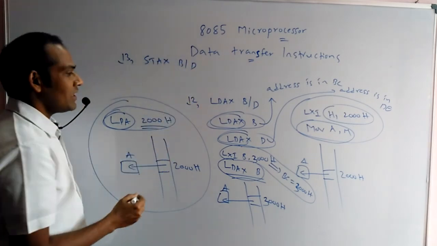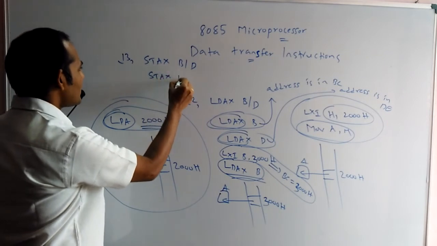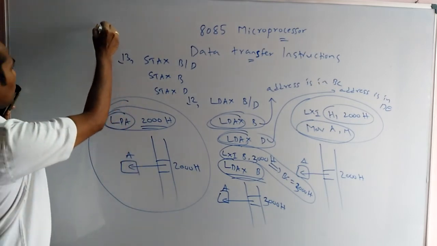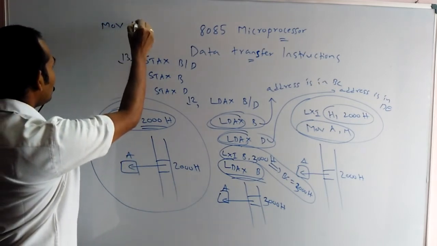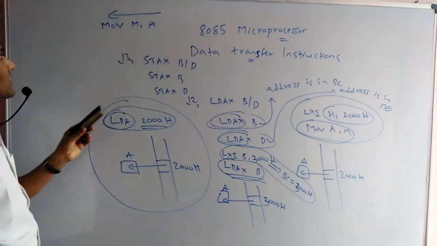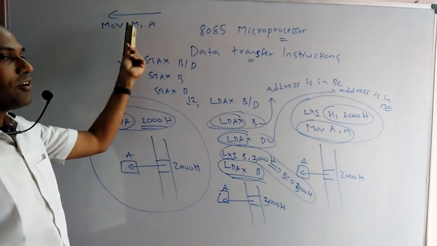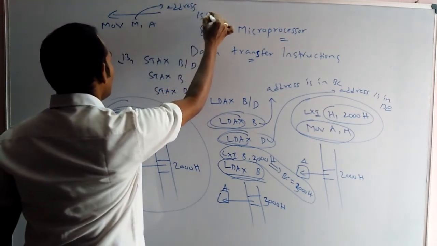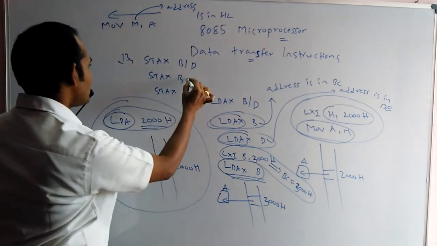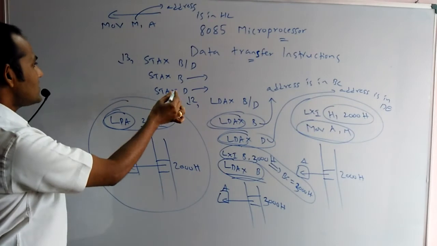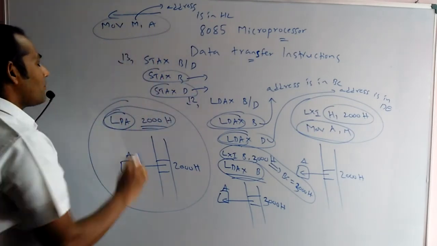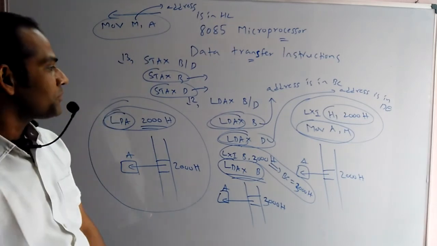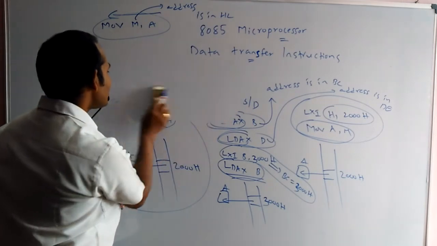The exact opposite of this one is STAX. STAX B or STAX D, so there are two options. It is similar to MOV M, A, where the data flow is like this. Here 1 byte is transferred from the accumulator to memory. Here M means the address is in HL, whereas here the address is in BC or DE. So it is an accumulator to memory transfer. These are different data transfer instructions.